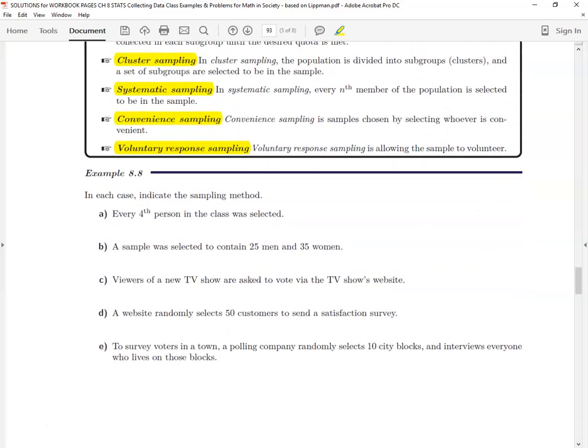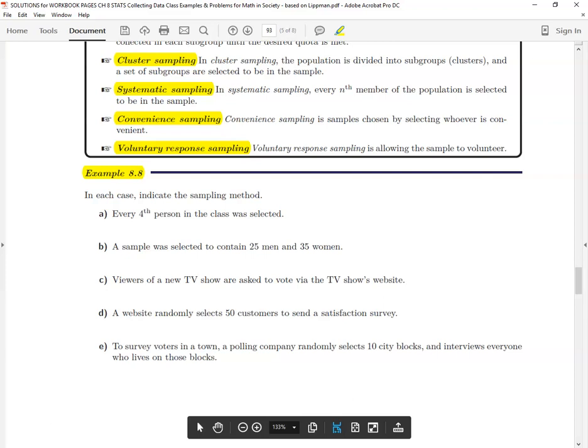So here are some examples. Example 8.8 has a variety here. So see if you can identify using just the list above, although there are other things that we'll look at in the PowerPoint, but see if you can figure out what these are before we move on. And I will type in the answers so you can check that.